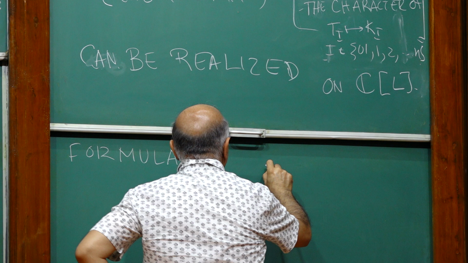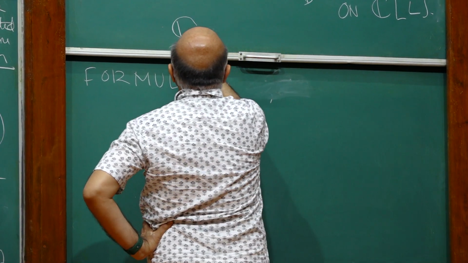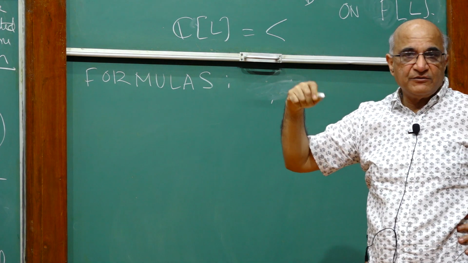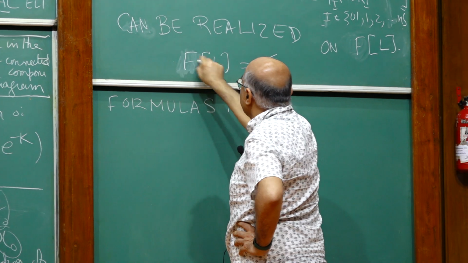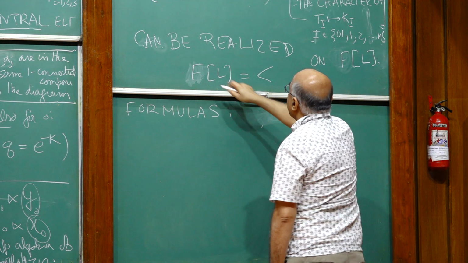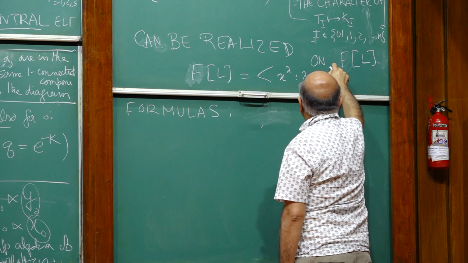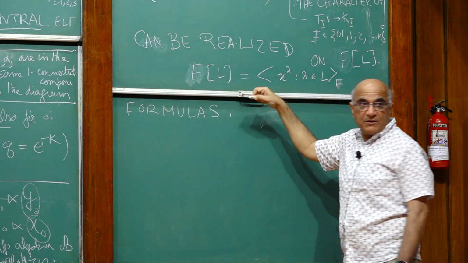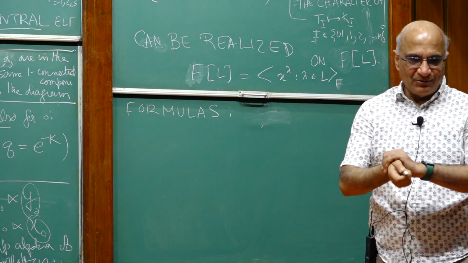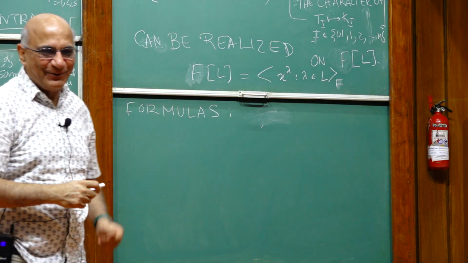So I can write x to the lambda. I have some field F, and sometimes I want the field to be some field of parameters. So I don't want to work with complex numbers. On this group algebra, F of L is just the span of things like x to the lambda, lambda in L. That's what the group algebra is. It's just combinations of these. I'm calling these things polynomials, although as Laurent pointed out, they are Laurent polynomials. Right. But that's okay, I will just call them polynomials.